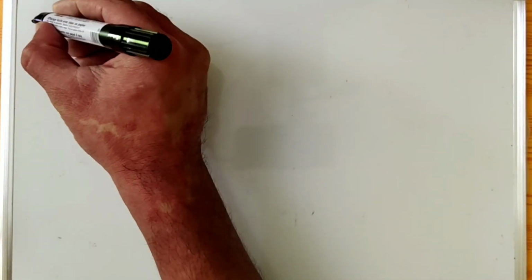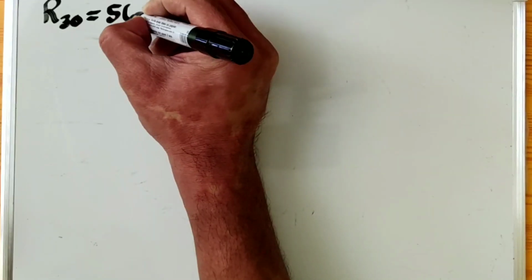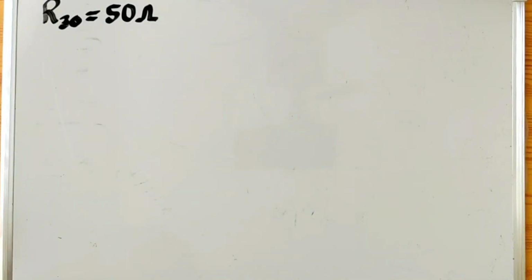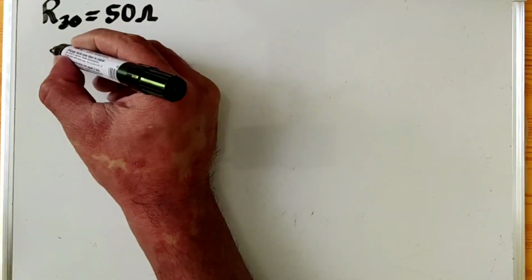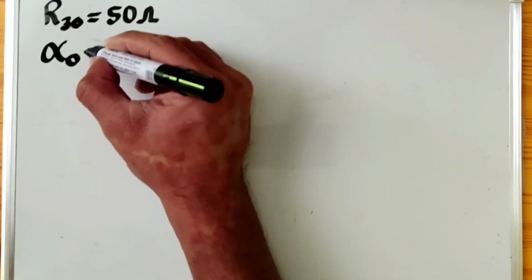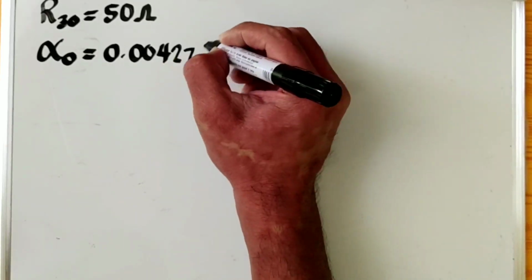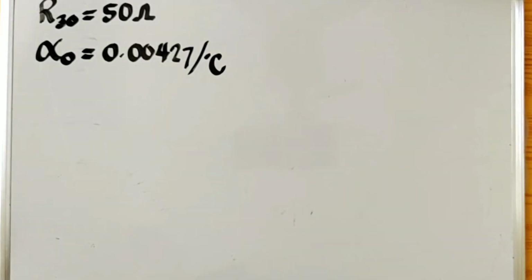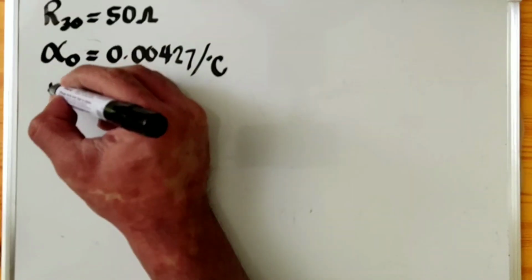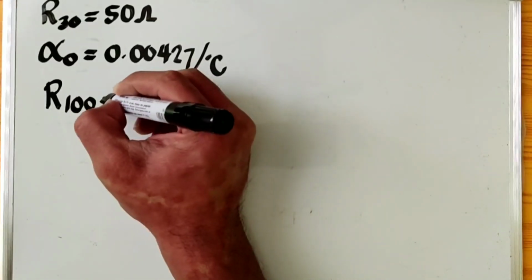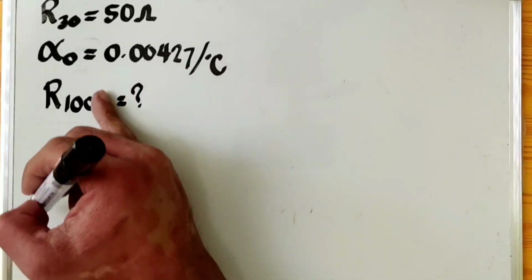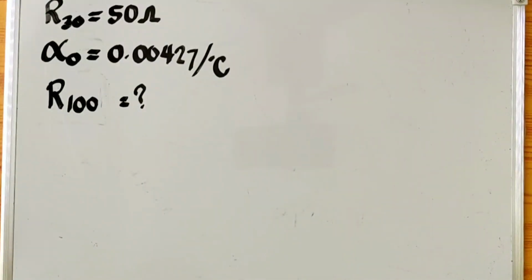Para sa example na to, meron tayong resistance at 30 degrees Celsius na equal sa 50 ohms. And also, meron din tayo dito temperature coefficient ng copper na binigay na at 0 degrees Celsius which is equal to 0.00427 per degree centigrade. What is the resistance at 100 degrees Celsius? So we are asked to find the value of the resistance at 100 degrees Celsius.